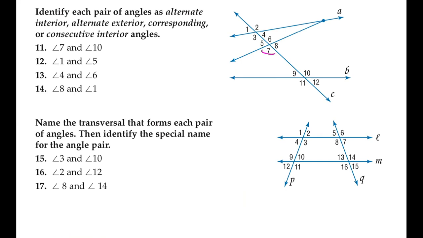Okay, so 7 and 10. All right, well, this is the one transversal that hits the intersection and goes to the other intersection. That means the other lines that transversal is crossing are this line and this line. So we have two angles in between them, but on opposite sides. So those are alternate interior angles. Okay, now let's erase that and do some new ones.